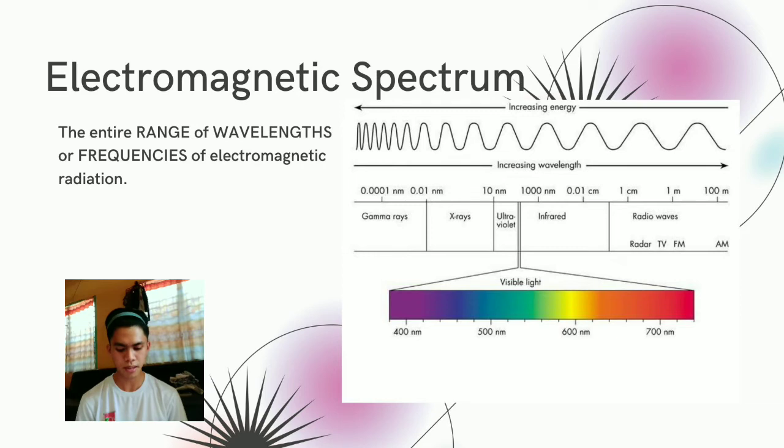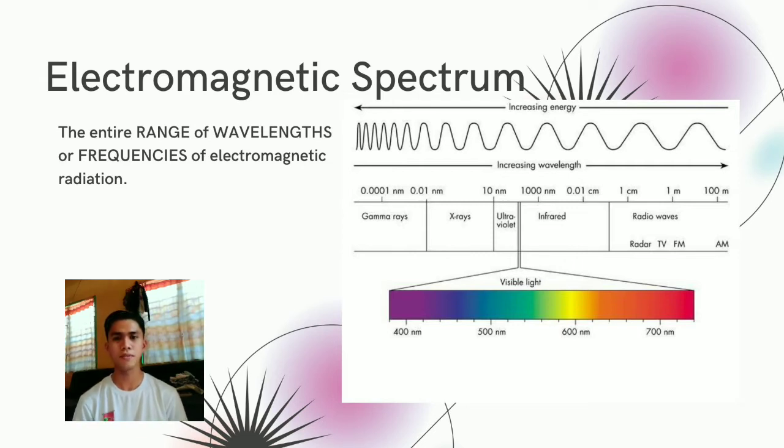So in the electromagnetic spectrum, you will commonly see the gamma ray, the X-ray, the ultraviolet ray, and the infrared radiation, microwaves, and radio waves. So where is visible light found in the electromagnetic spectrum? The visible light is found between the ultraviolet and the infrared radiation.